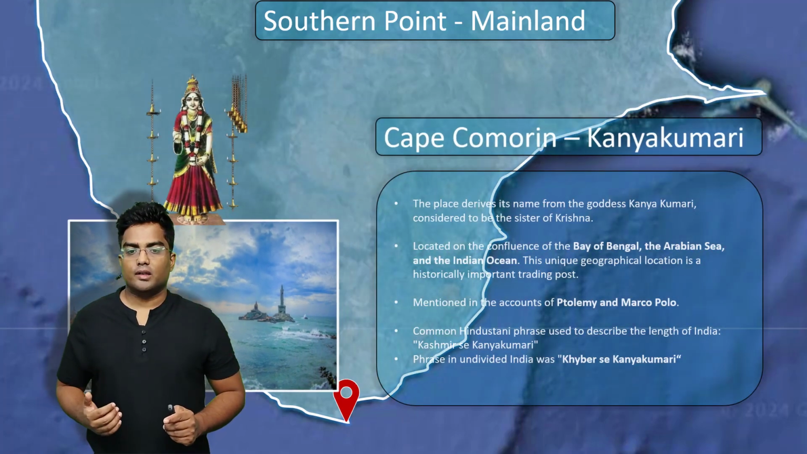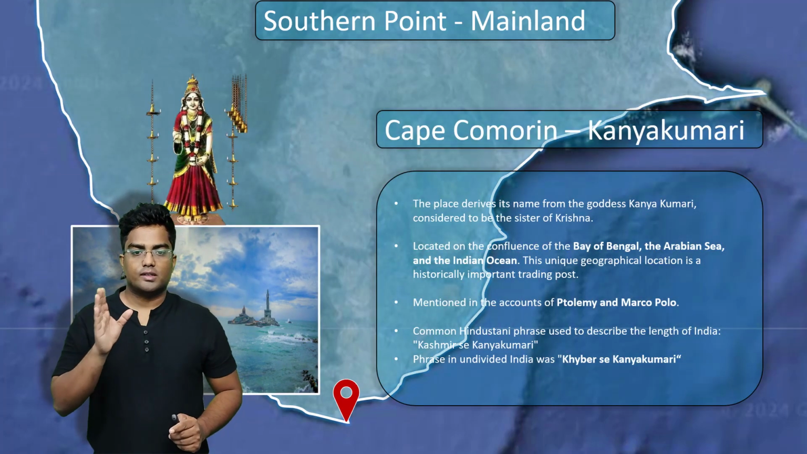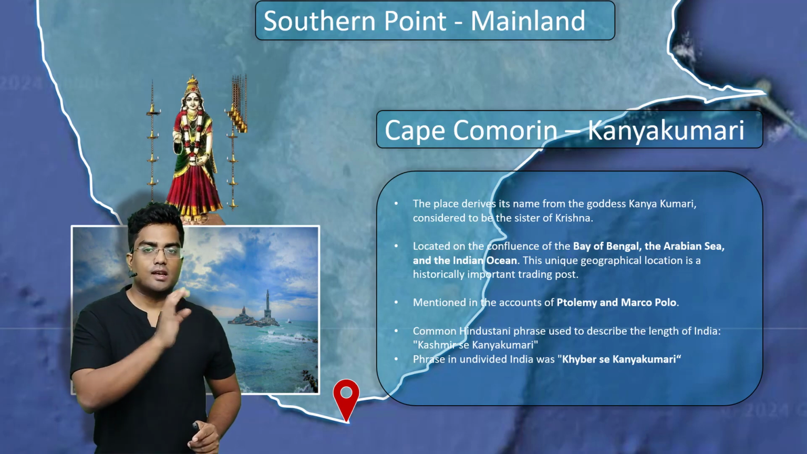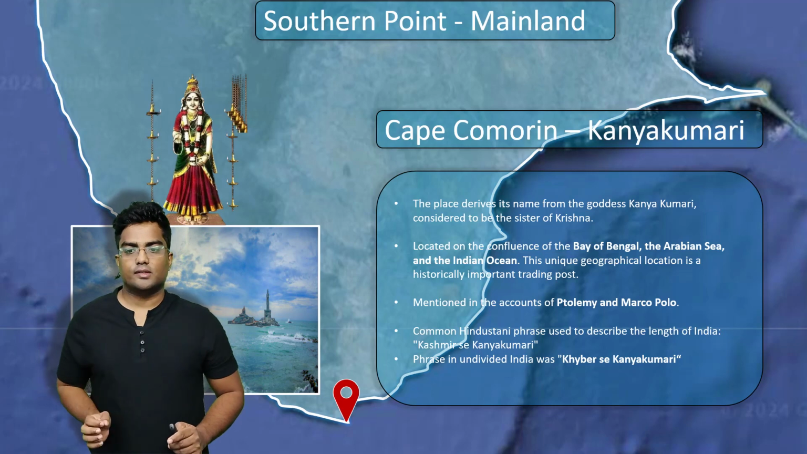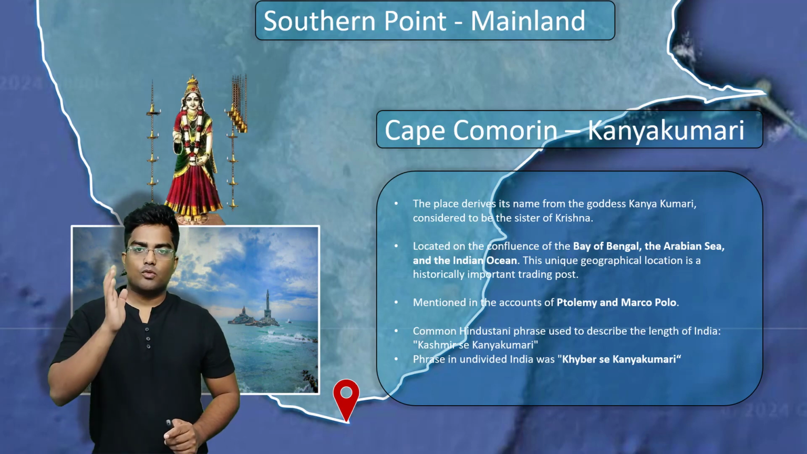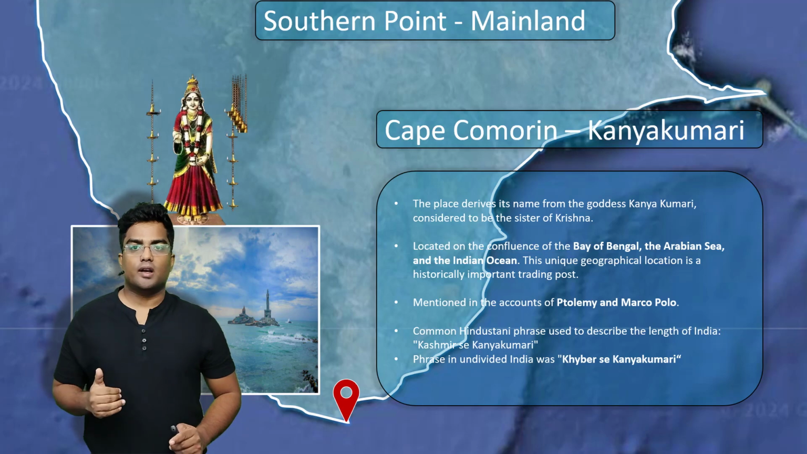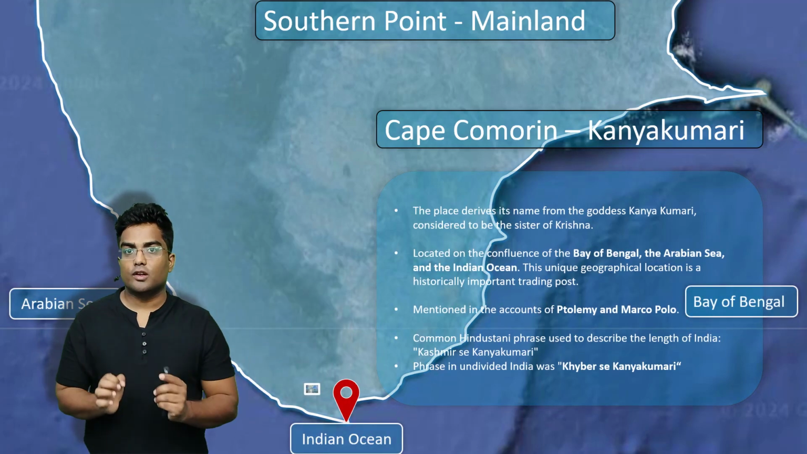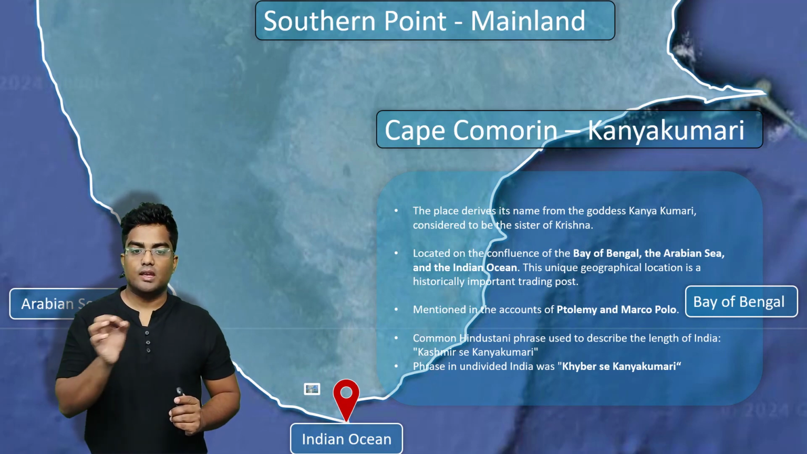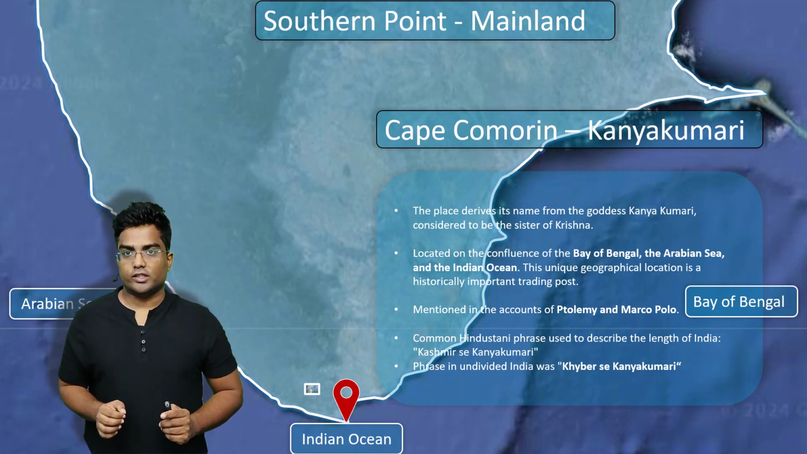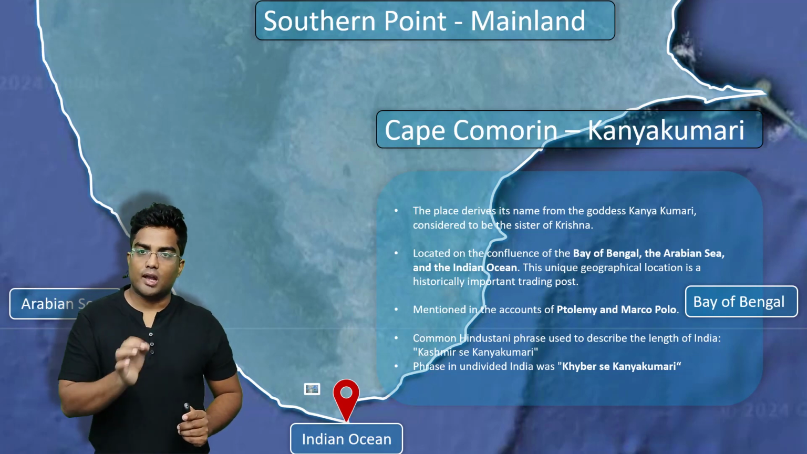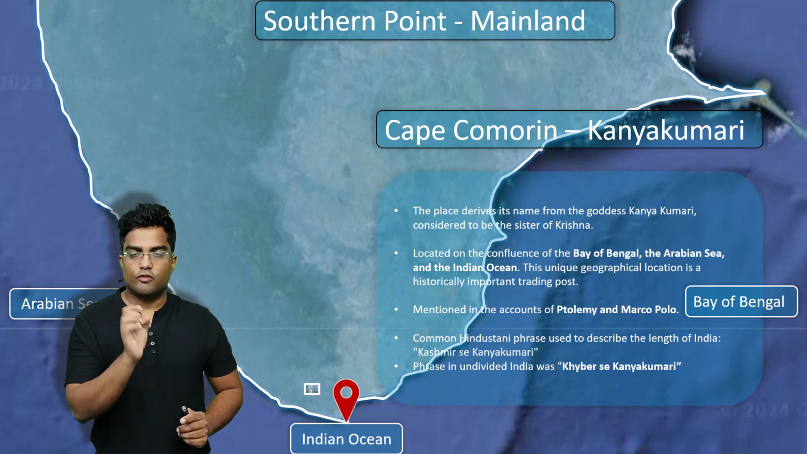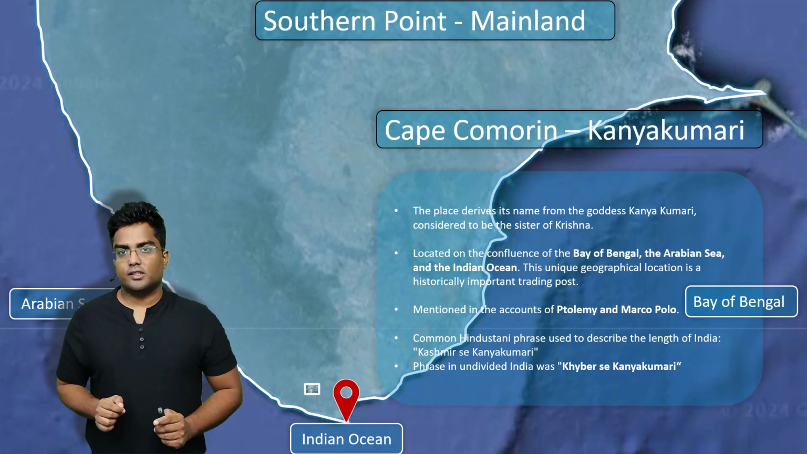Kanyakumari is derived from a word Kanyakumari, which happens to be a goddess who is considered the sister of Krishna. As you can see, this is the goddess. Now, remember, this is the most important part. This is located at the confluence of three oceans and seas: Arabian Sea, Bay of Bengal, and Indian Ocean. It is located at the confluence of these three mega seas and ocean.